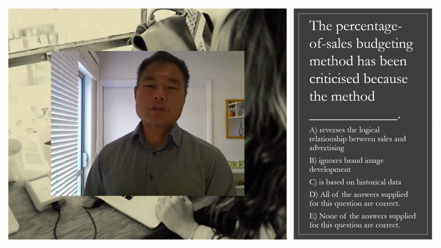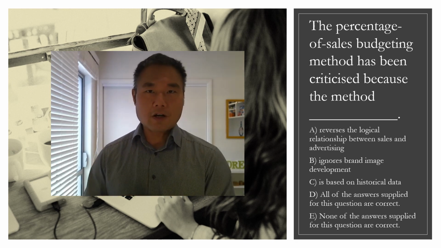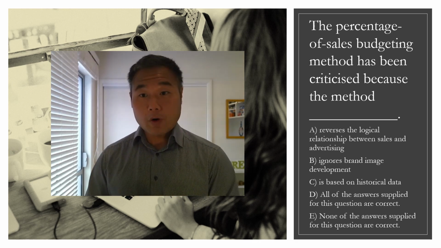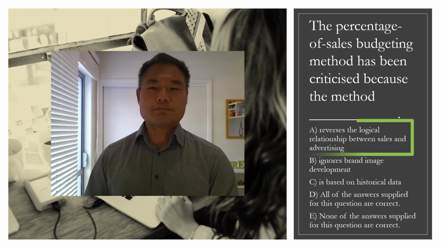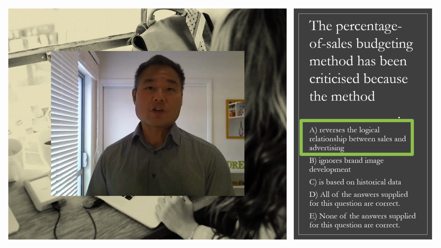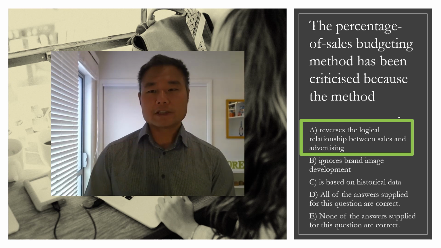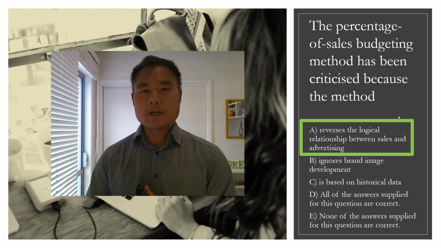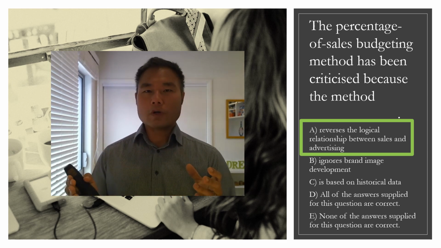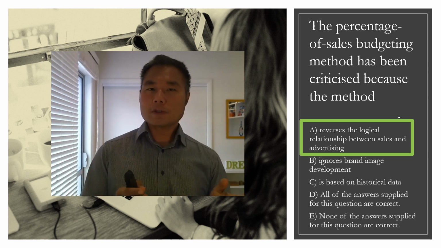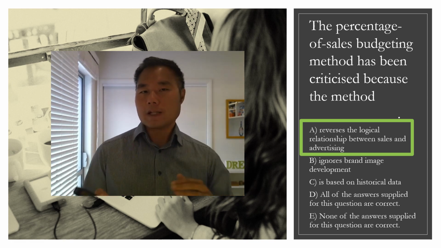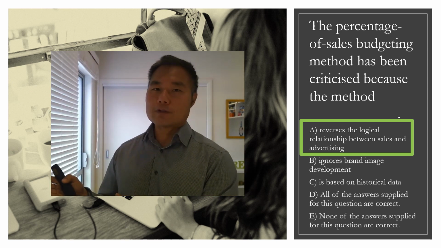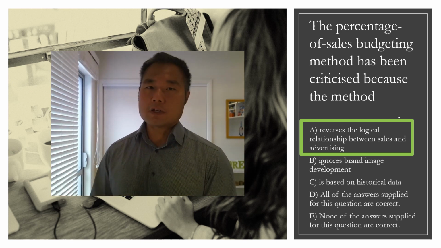So if we go back to the top three options, because one of those is the most correct answer, the right answer is option A. The percentage of sales budgeting method is criticized because it reverses the logical relationship between sales and advertising. So the way the percentage of sales budgeting method works is that, as I mentioned before, you either look at historical data, which is how many sales you made last year, and then you base a certain percentage on that, or you try and anticipate the sales you will make in the current year and allocate a percentage of that.